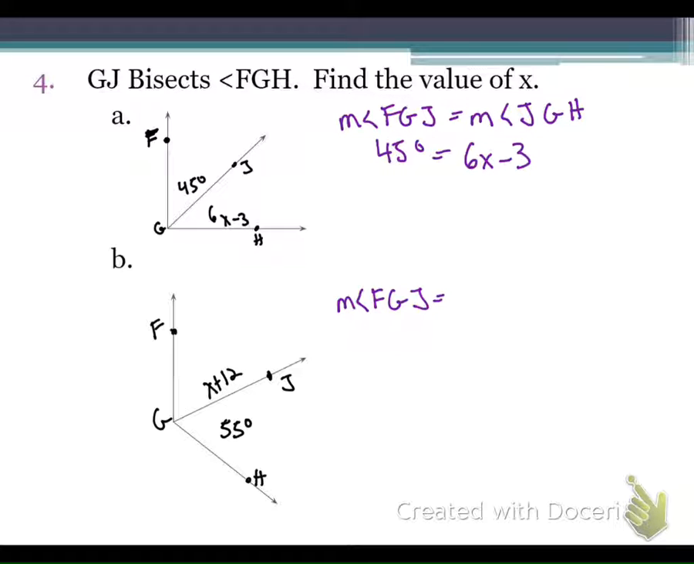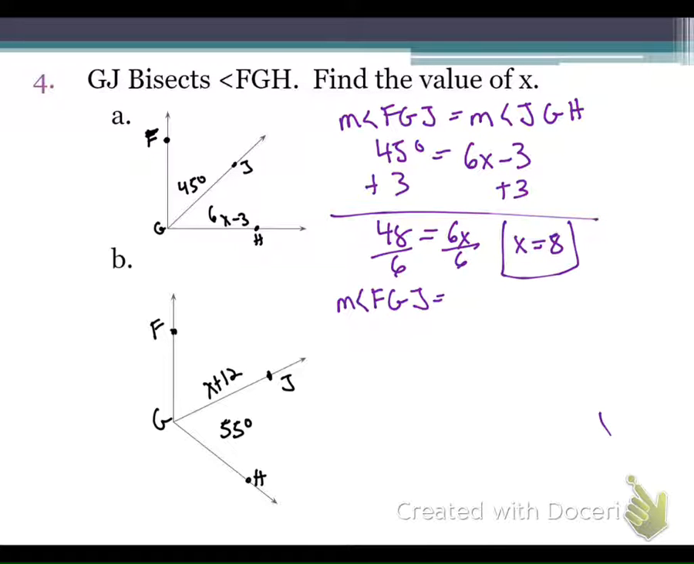So again, we want to combine those like terms. What are our like terms? 3 and 45. So how do we combine those? We're going to add that 3 on both sides. You end up with 48 equals 6x. How do I get x by itself? Divide by 6. Okay, x equals 8. Nice job, everyone.